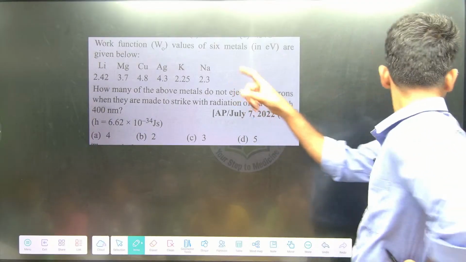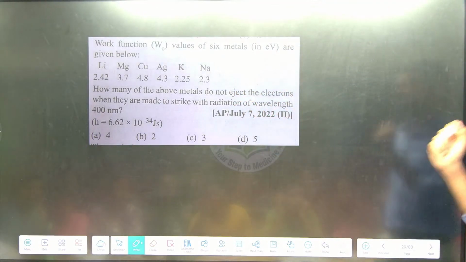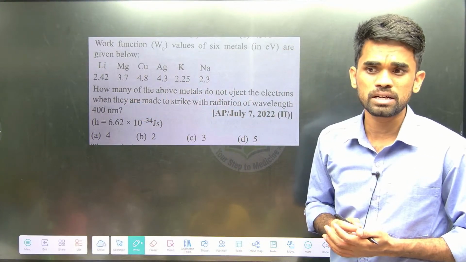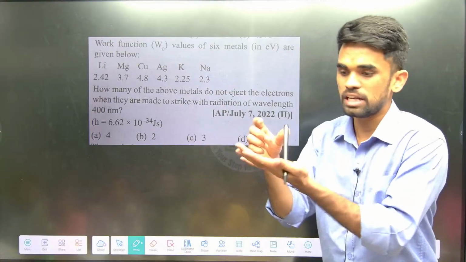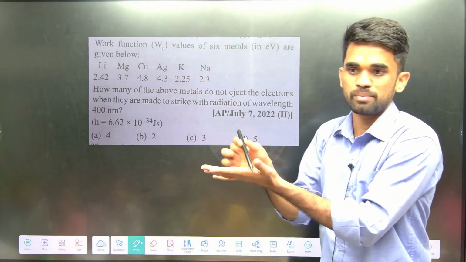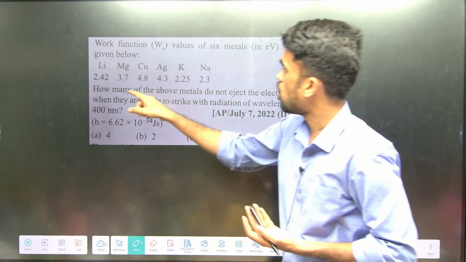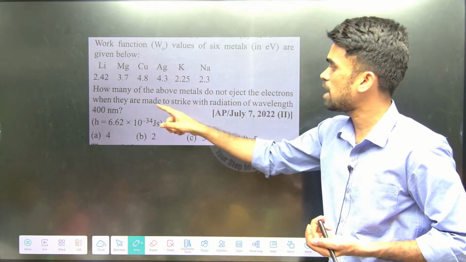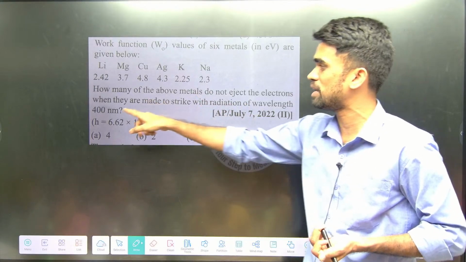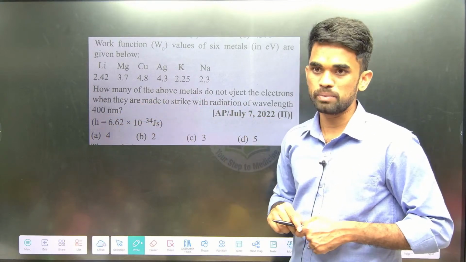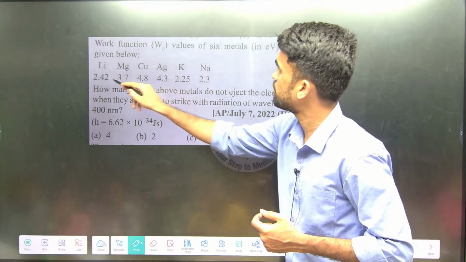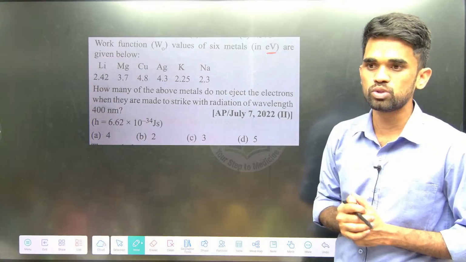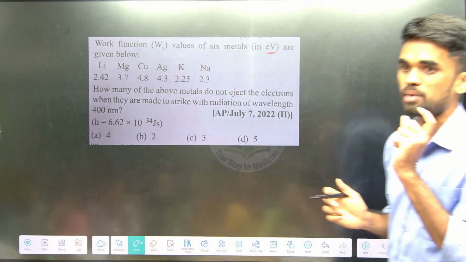What they have mentioned: work function values for 6 metals were given. Work function value means the energy required to eject the electron from the metal surface. Now, how many of the above metals do not eject the electron when struck with radiation of wavelength 400 nanometers? But here the values are mentioned in terms of electron volt. So how can we do this? I will tell you one simple formula you can use.